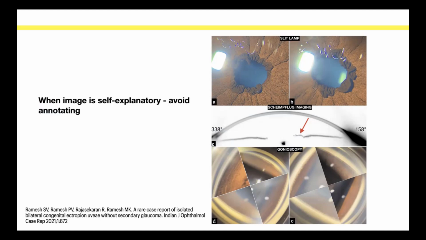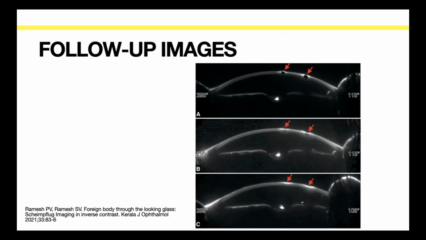Right. When an image is self-explanatory, you can always avoid annotating in the prompts. But having said that, see the alignment that you always give. It has to be well centered in the collages that you are going to use. And gonioscopy, I always believe I go for the paradox. The geometrical paradox is something I'm very, very obsessed about. Even follow-up images.